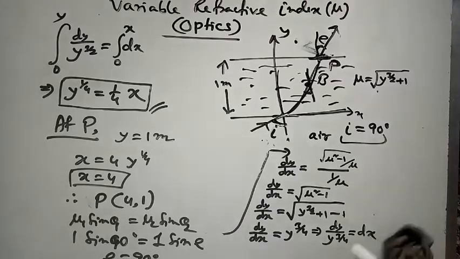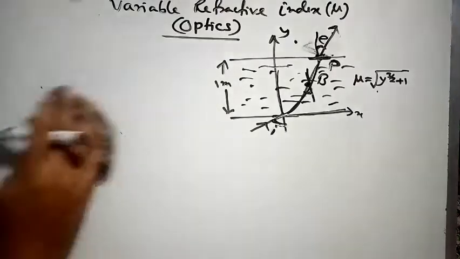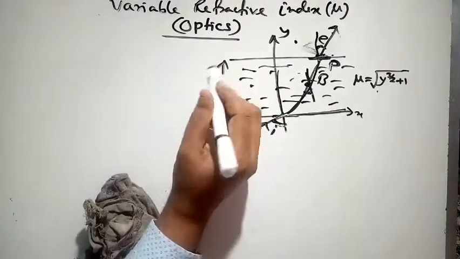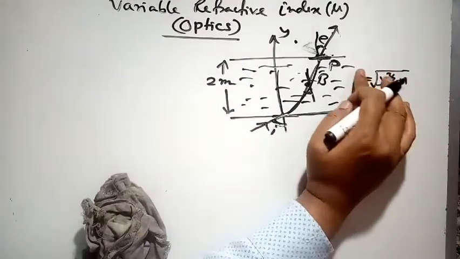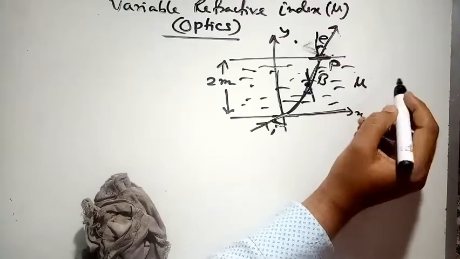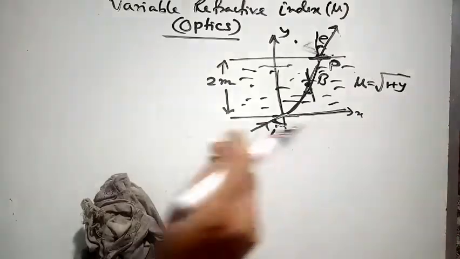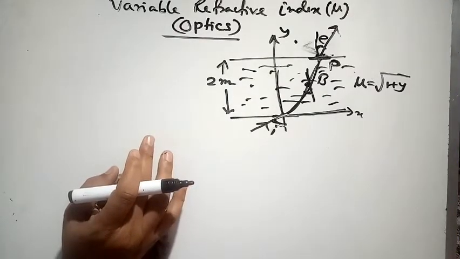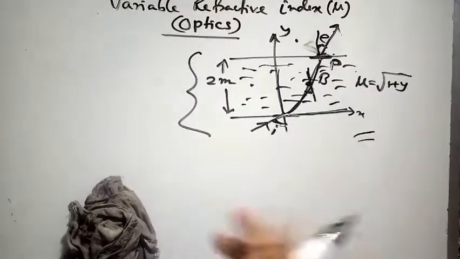Say other conditions almost remain the same. What I am giving, say this is 2 meter. Now the function is mu is changing according to the relation under root 1 plus y. Okay, the other question is same. Okay, you please solve it and submit it to me on WhatsApp.